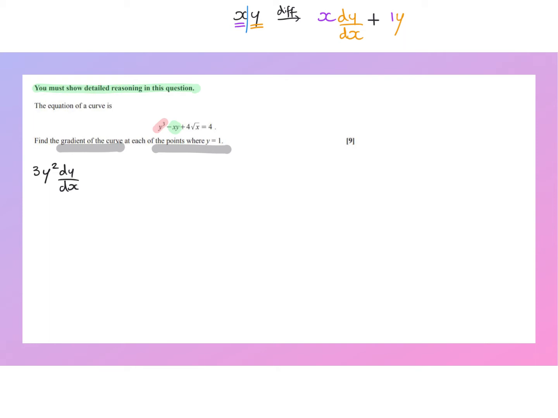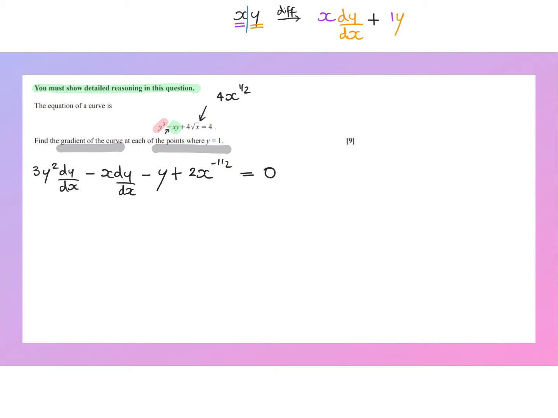Now, there's a minus in front of this, if you look here carefully. So this is going to be minus x dy by dx minus y. Now, the last part of this involves differentiating 4 root x, or 4x to the power of a half. So that's simply going to become 2x to the negative a half. Differentiate the right-hand side, which is 4, that becomes 0.